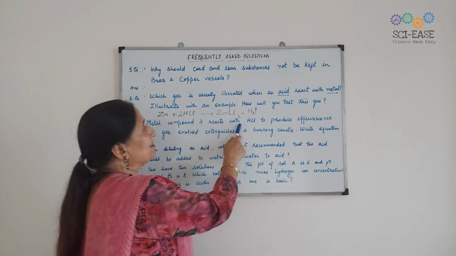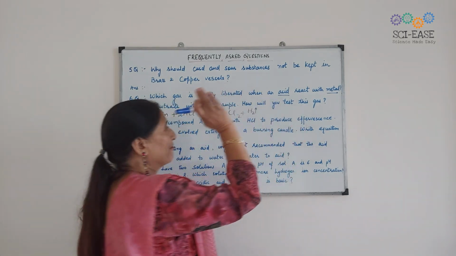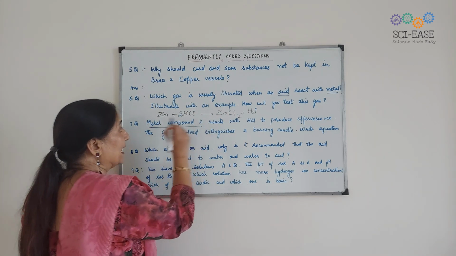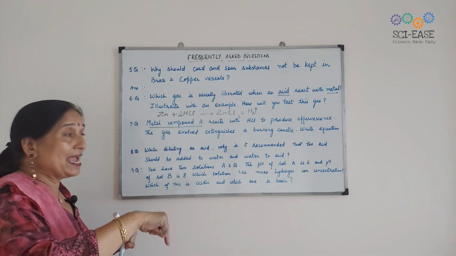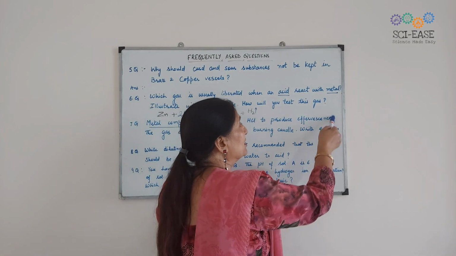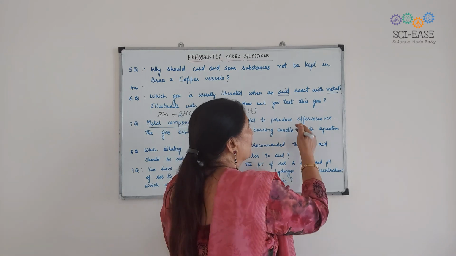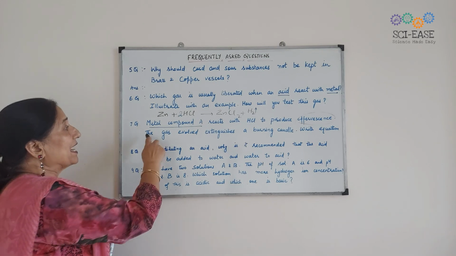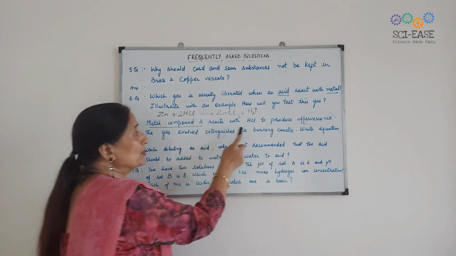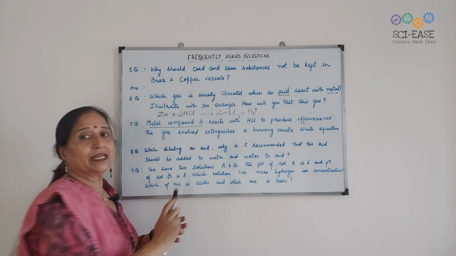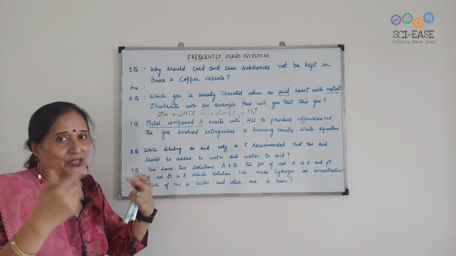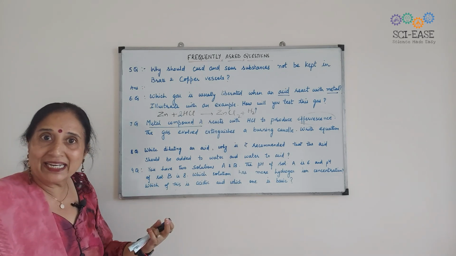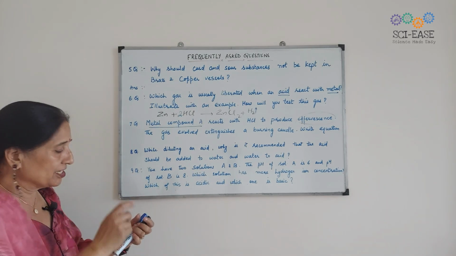Metal compound A reacts with HCl to produce effervescence. We are to find the metal compound A which reacts with HCl to produce effervescence. So which gas is evolved by producing effervescence? That is carbon dioxide. The gas evolved extinguishes a burning candle. Write the equation. And that gas, you know, carbon dioxide, extinguishes fire. It is used as a fire extinguisher. So write the balanced equation for this.